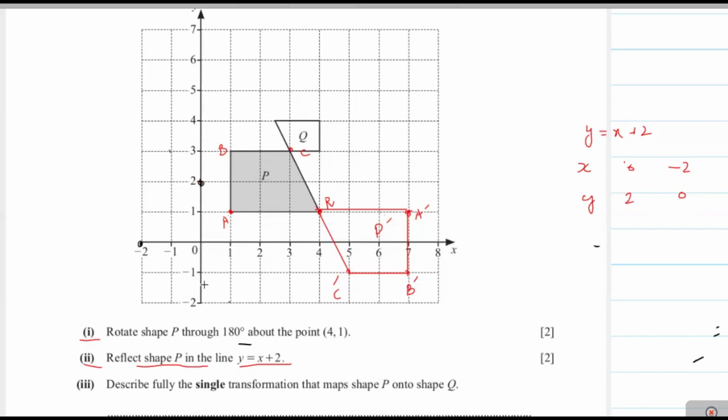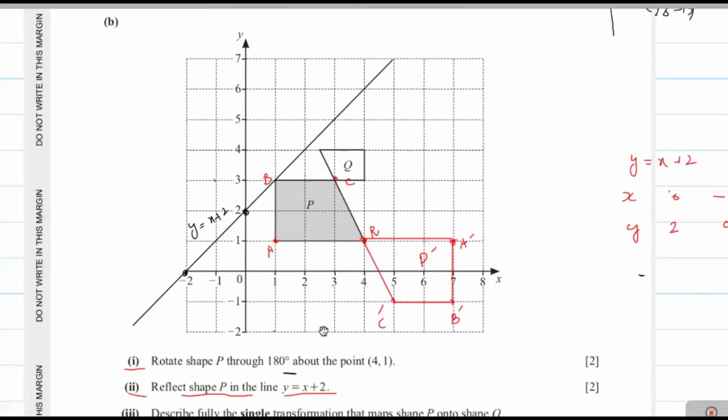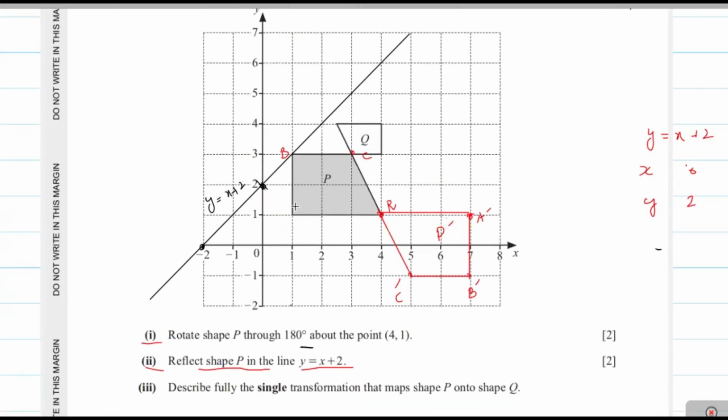This will be the position of (-2, 0). We will draw the line by joining these points, and this is the line y = x + 2. And we have to reflect the shape P in the line y = x + 2.